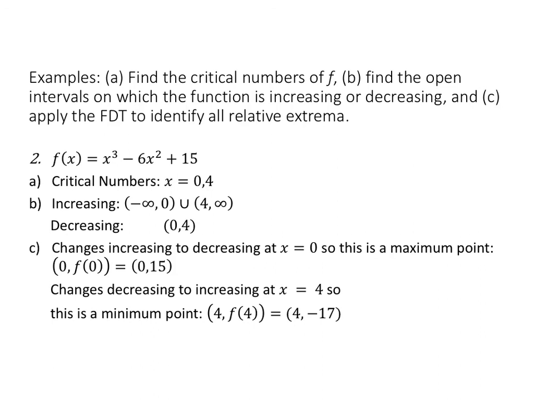Thinking about those images, since we switch from increasing to decreasing at 0, it's a maximum point. Remember, to find the maximum value, we evaluate the original function, and f of 0 is 15. And we know that at 4, we change from decreasing to increasing, so this will be a minimum point. 4 comma f of 4, that's the point (4, negative 17). Let's take a look at the graph and see if we're right.